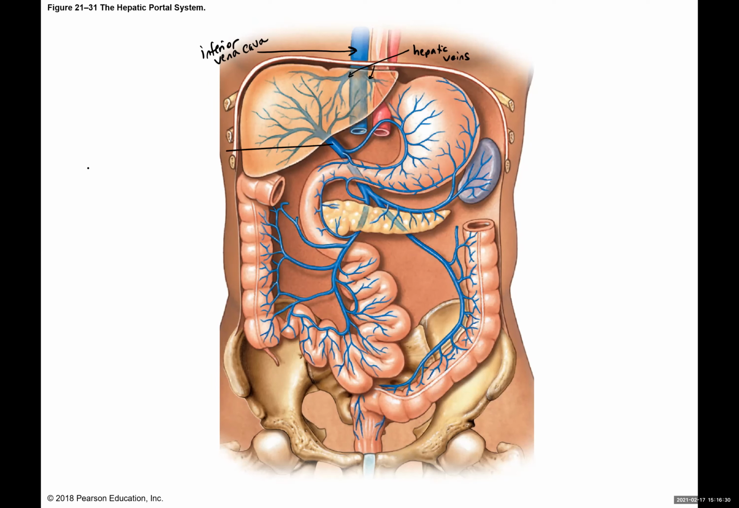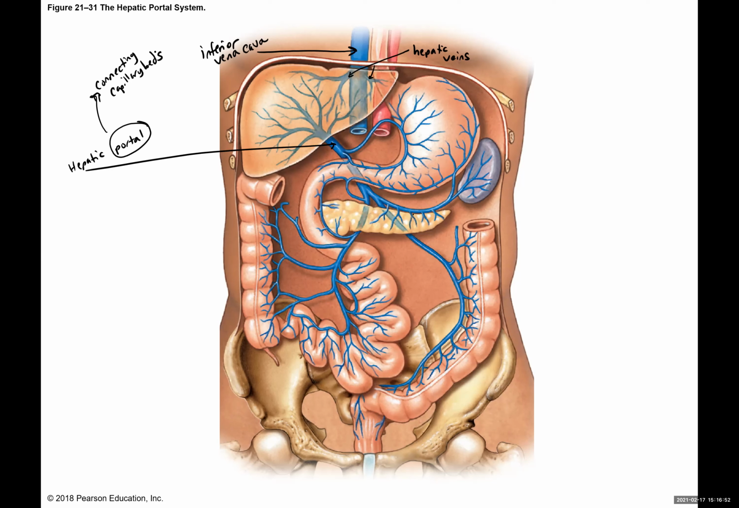And then we have what's called our hepatic portal. Now remember, when we talk about a portal system, we're talking about connecting capillary beds.